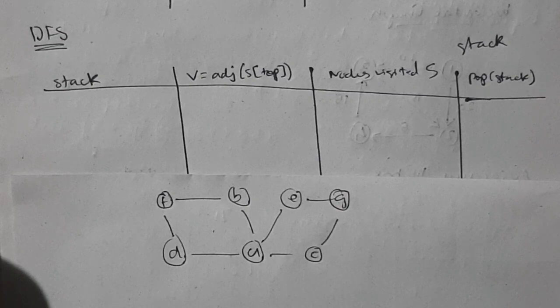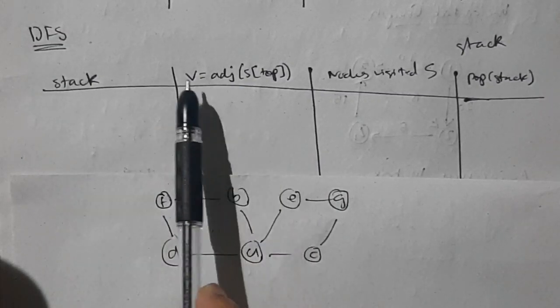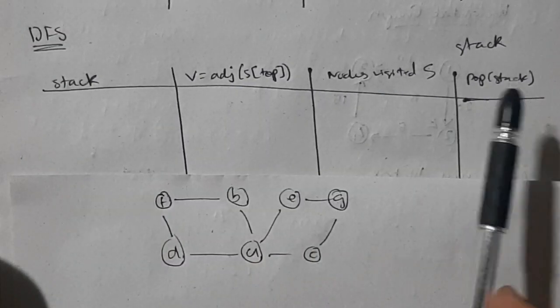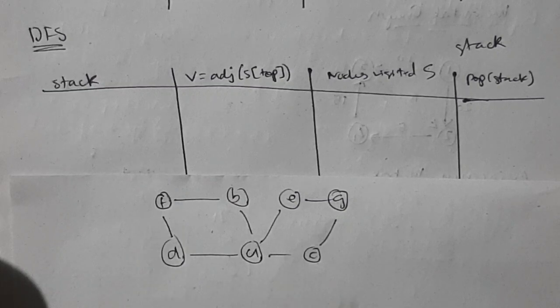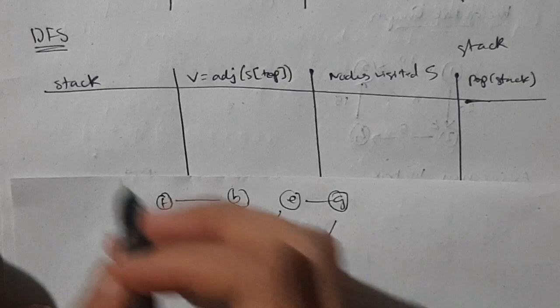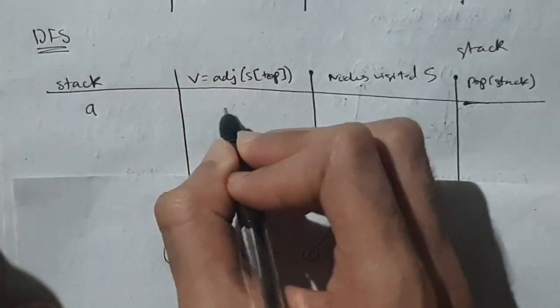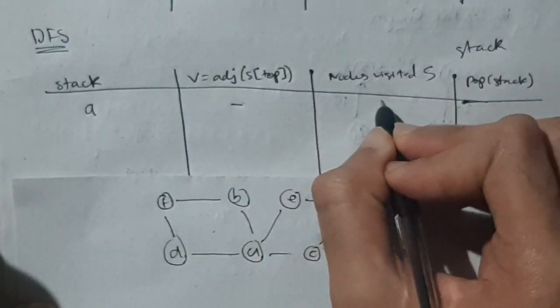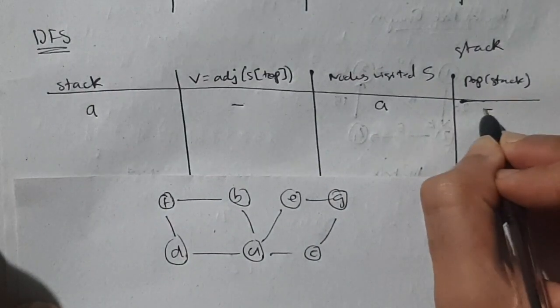DFS uses a stack. Okay, same thing, you will write here stack, nodes visited and pop stack. Now I will show you the first two lines, and the rest of the things are just repeated. Okay, you will start from A. You will write A in the stack, then a dash, then nodes visited: A has been visited, so A will be written and there will be a dash here.